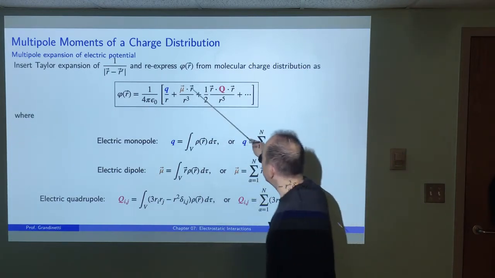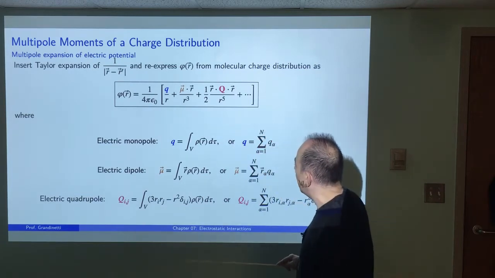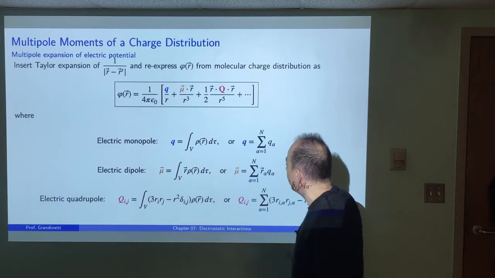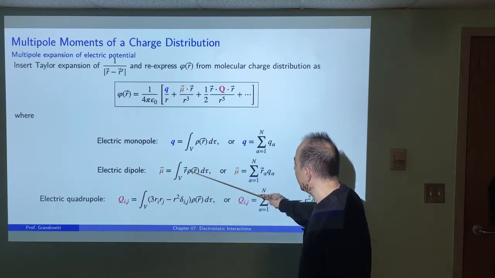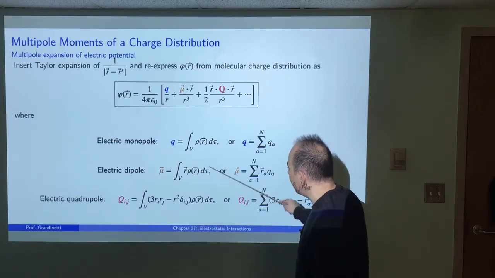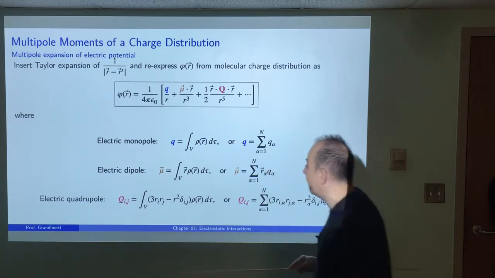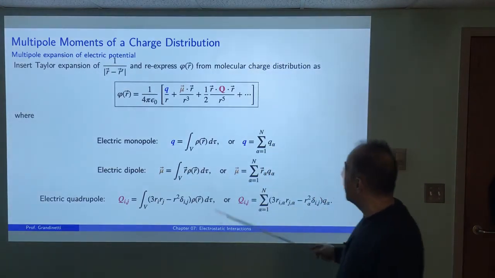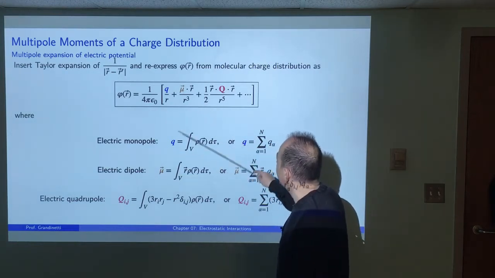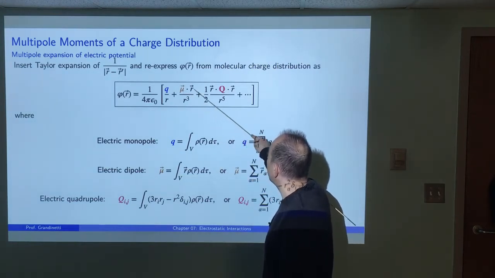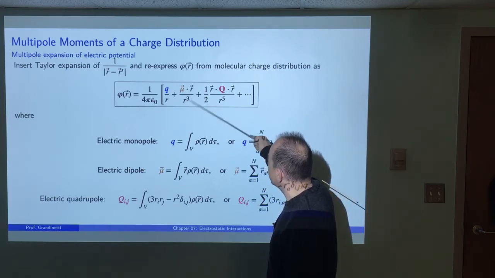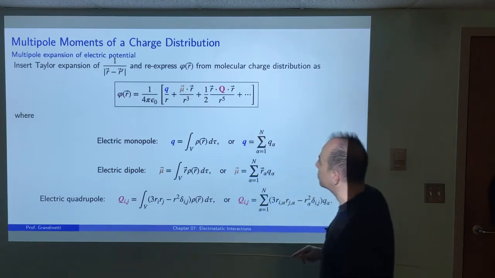Now the next term is something called the electric dipole moment vector. In this derivation, you'll find that you can do an integral of the position vector times the charge density and integrate over the volume, and you end up with a vector quantity. This is called the electric dipole moment. And that is the next leading term, which you can see is mu dot r over r cubed. So this r up here and r cubed down here, this whole term goes as 1 over r squared.